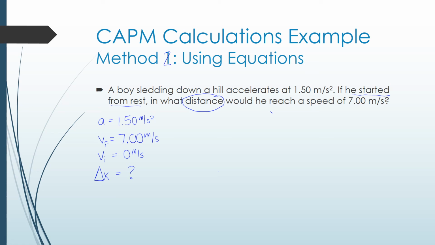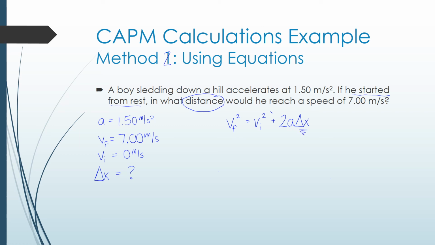Notice that in all of my things that are written down, I don't have time written anywhere. That means my best option is to pick an equation that doesn't include time. And the equation that doesn't have time anywhere in it is the equation that says V final squared equals V initial squared plus 2A delta X. Okay, so this is my equation, and delta X is the thing I'm looking for.